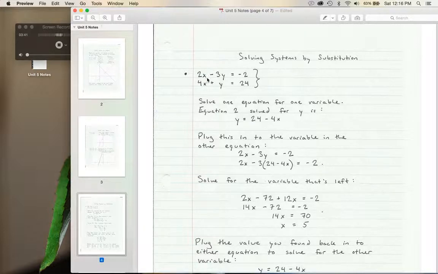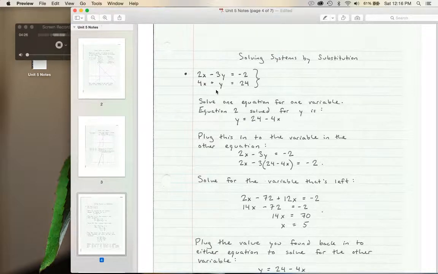Our first equation is 2x minus 3y equals negative 2. The second equation is 4x plus y equals 24. In order to solve this system, I'm going to solve one equation, any equation that I choose, for one variable, any variable that I choose. So I have a lot of choices here. Your solution might look different from mine, but you will end up with the same result. So you want to look at each of your equations and decide which one would be easier to write in terms of one variable, and which variable would be the easiest variable to solve for at first. So you can choose which equation to use, and you can choose which variable to use first.